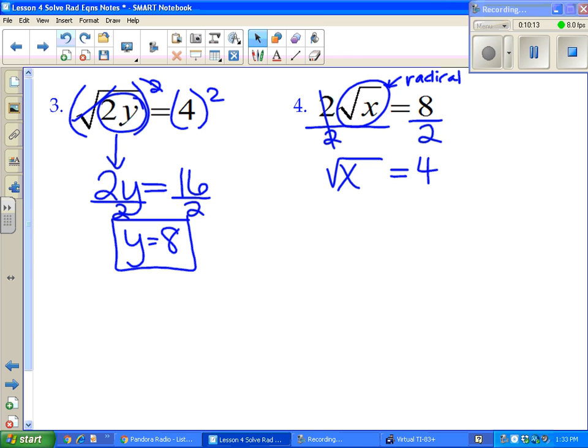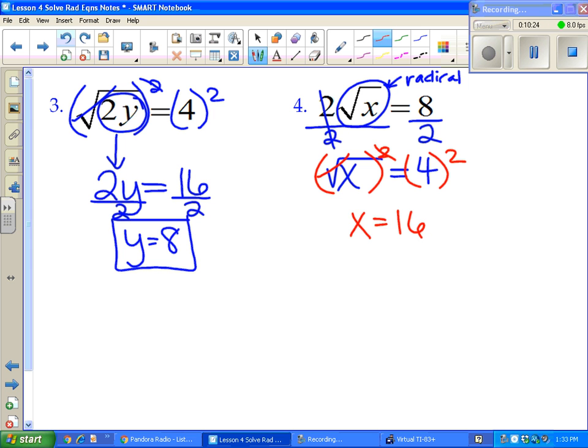And now some people will be able to say, oh, what number under the square root is going to give me a 4? Taking the square of both sides, I get x is equal to 16. Again, once you get it to a form where you can reason it out and you see the answer, you can just give the answer.